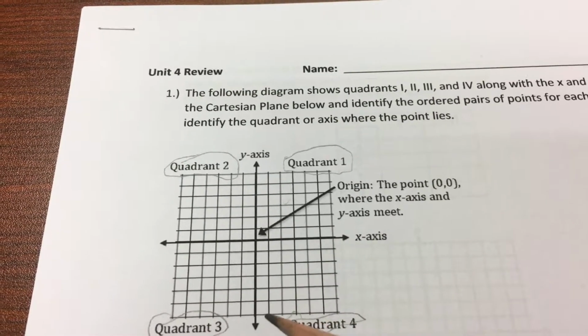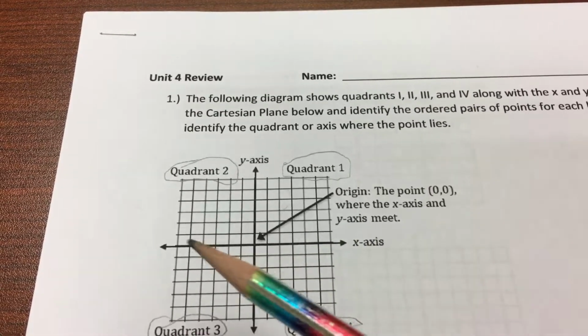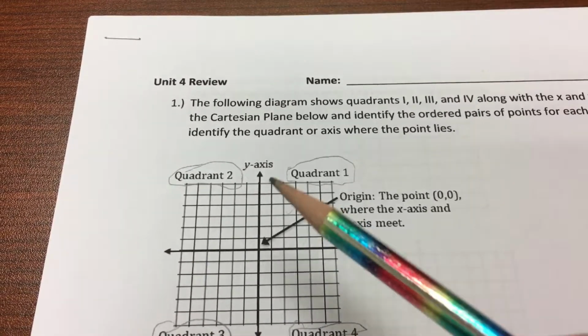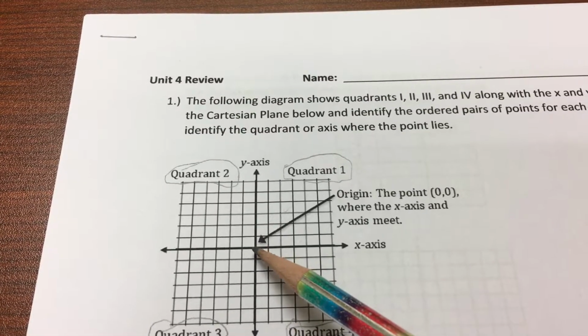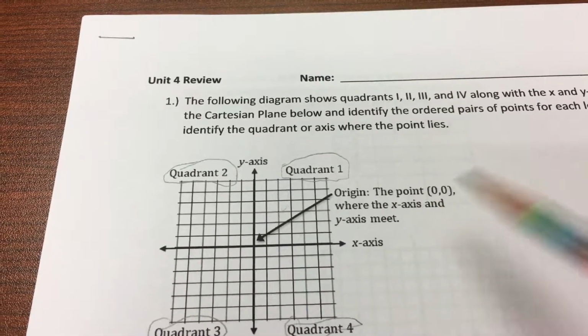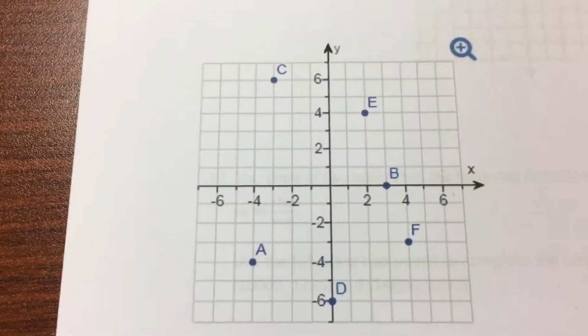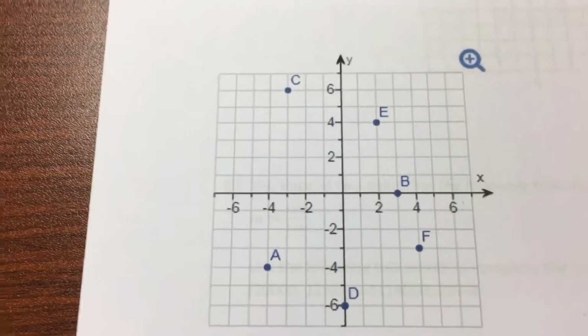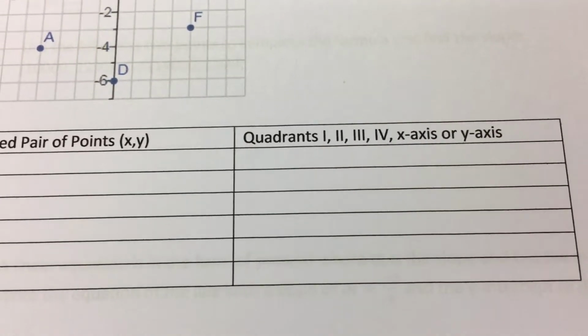Now, notice the lines of your plane. This is the x-axis, and this is the y-axis. The very middle of this is where you always start when you're graphing. It's called the origin, and it's the point 0, 0. So what's going to happen is they're going to ask you to write down the ordered pairs of points off of this plane, and they're going to ask you to tell what quadrant or the x or y axis.